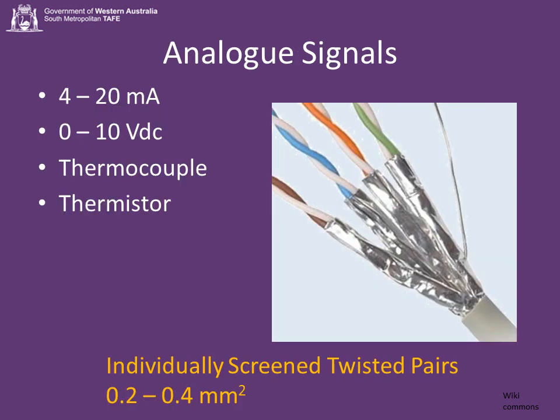So, analog signals. These are 4 to 20 milliamps, or more commonly in HVAC 0 to 10 volts. They're from things like thermocouples, thermistors, sensors, that sort of thing. And they go out to things like actuators. Now, for this, we need individually screened twisted pairs, 0.2 to 0.4 millimeter squared.